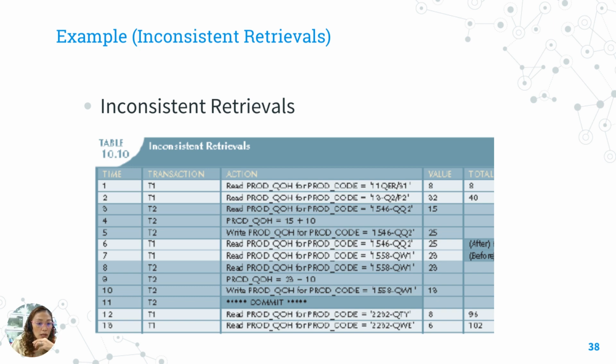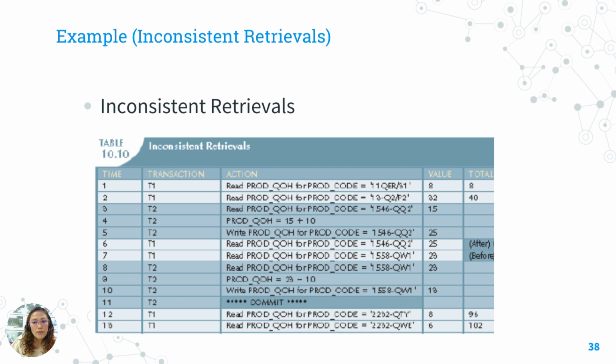This happens when a transaction is accessing the uncommitted changes of another transaction. So that's how inconsistent retrievals occur.